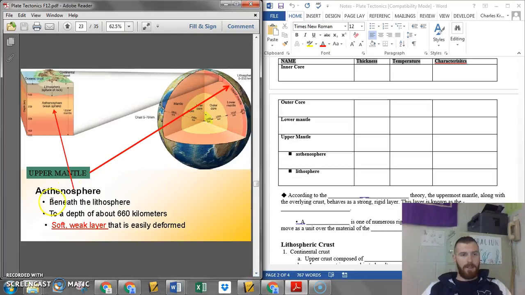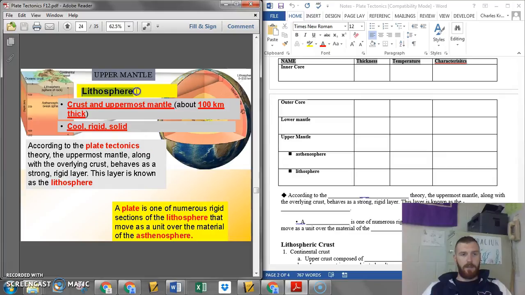Okay, the upper mantle and asthenosphere. So beneath the lithosphere has a depth to about 660 kilometers and is a soft, weak layer that can easily be deformed. Then we have the lithosphere, which is the crust and uppermost mantle. It's about 100 kilometers thick. It is cool, rigid, and solid. And according to plate tectonic theory, the uppermost mantle along with the overlying crust behaves as a solid, rigid layer. This layer is known as the lithosphere. So a plate is one of numerous rigid sections of the lithosphere that move as a unit over the material of the asthenosphere.